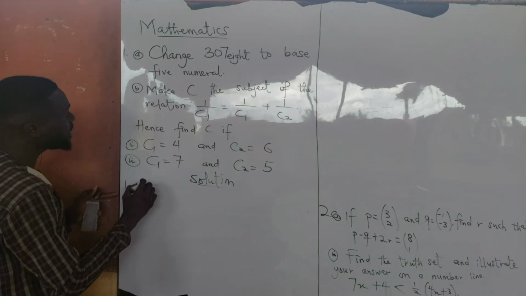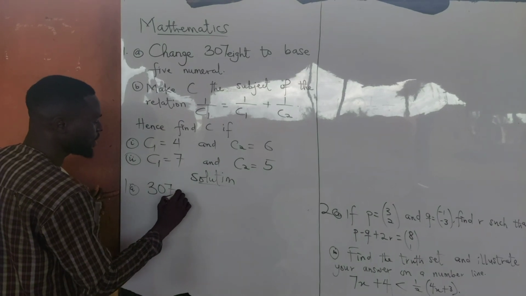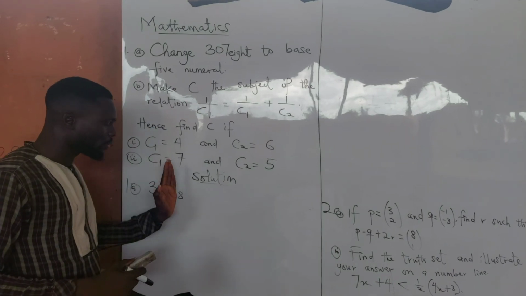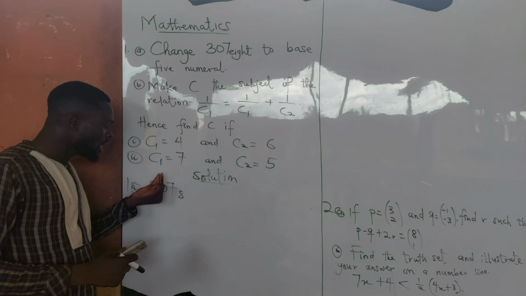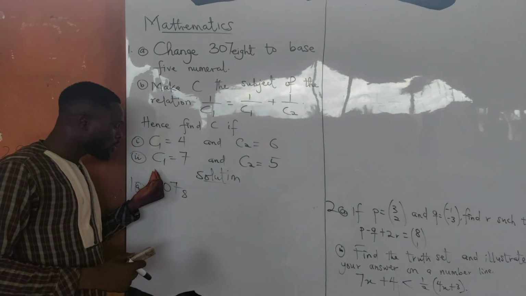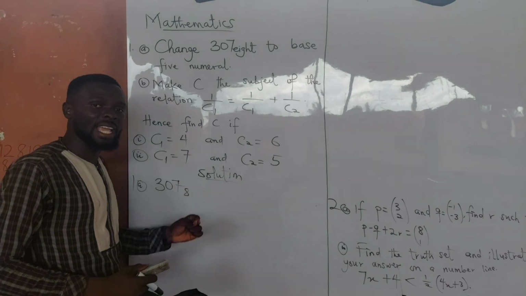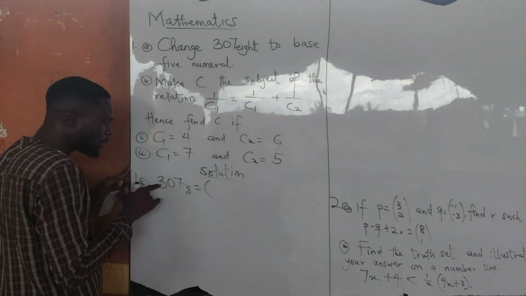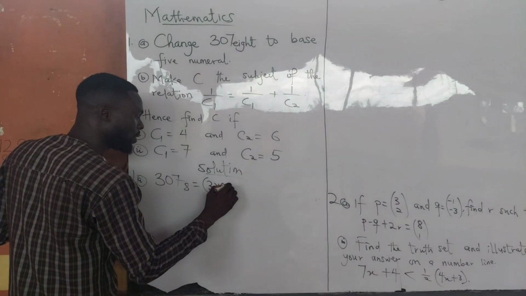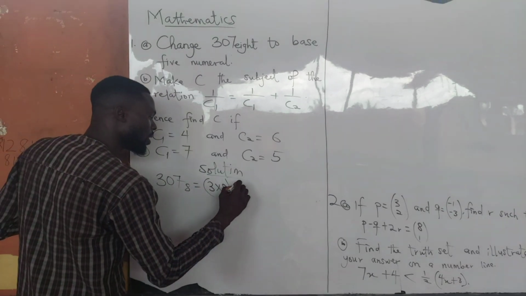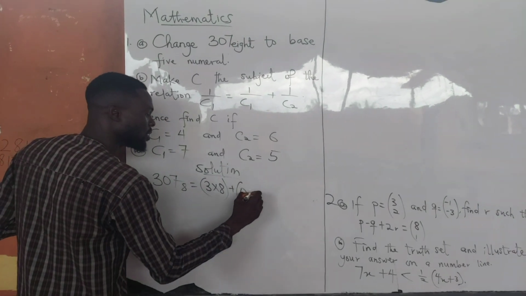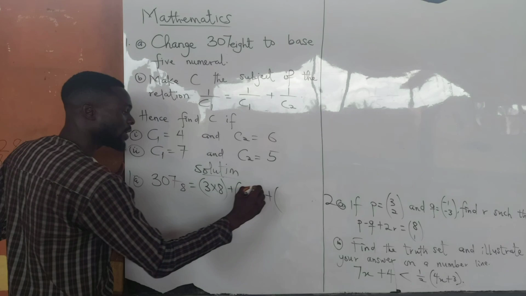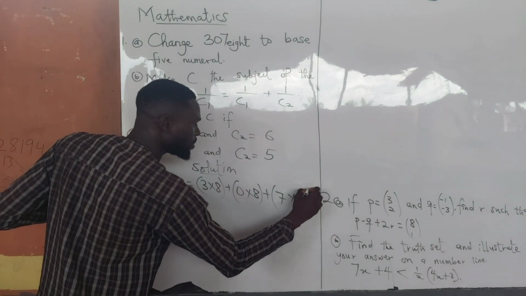Now, to change 307 base 8 to base 10, we are going to multiply each of the digits that you have, 307, by the base. So that's the first thing you have to do. This is the same as multiplying each of the digits by the base. We have 3 times 8, plus 0 times 8, plus 7 times 8.